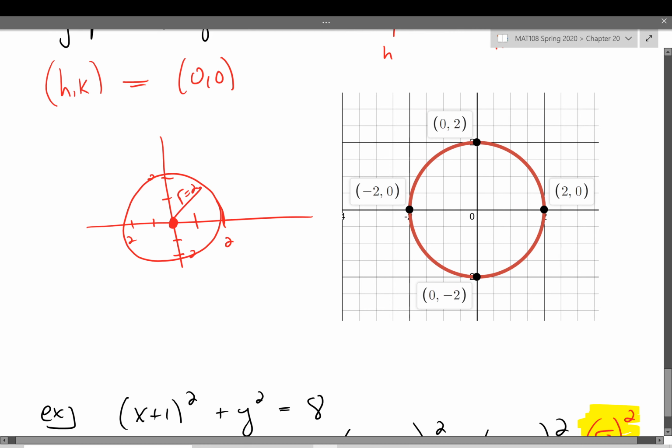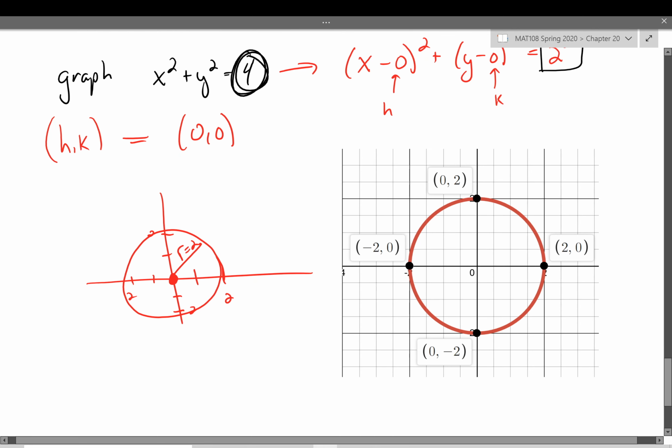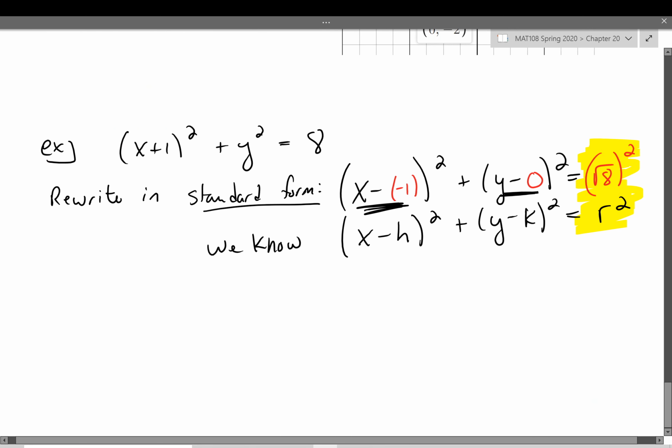In the previous example, this is really easy because it was 4, and we know that 2 squared is 4. However, in this example, this is a little bit more difficult because 8 is not a perfect square. So you got to adjust for that. If this number right here is not a perfect square, write the square root of that number squared, whatever that number happens to be.